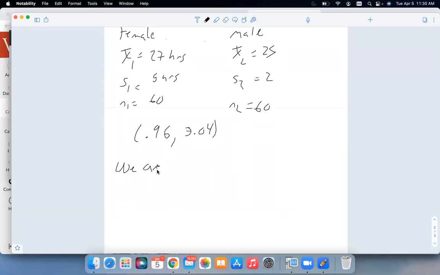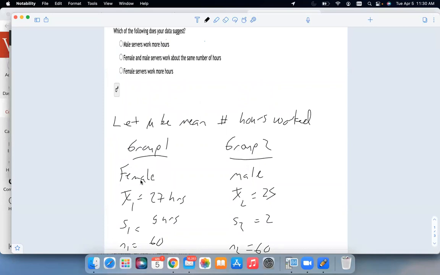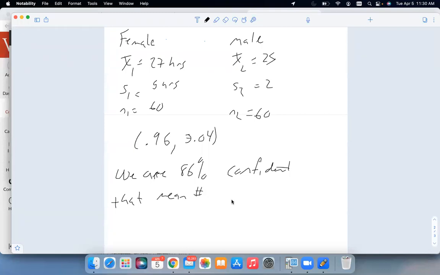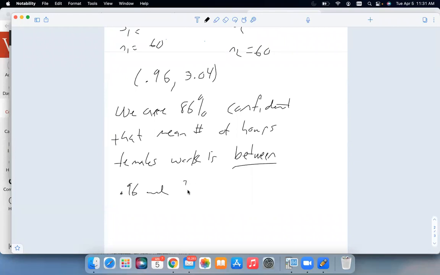So we are 86% confident that this mu for group 1, the mean number of hours the females work, is between, don't forget the word between, this and that, more than, so 0.96 and 3.04 hours, not percent, not dollars, hours more than the mean for men. Okay, there's the entire problem.